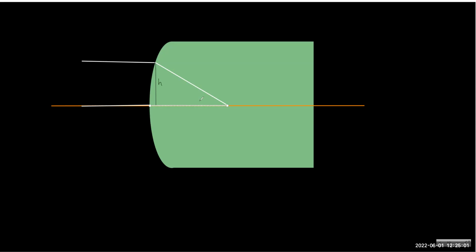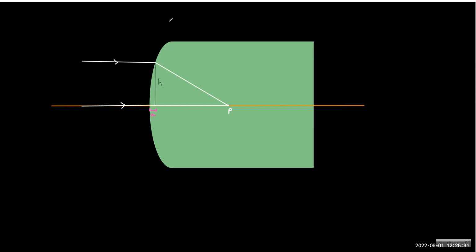Let's say it forms the image at this point P. Now the rule is, if I call the gap as x and the height is h, then the time that the light ray will take.